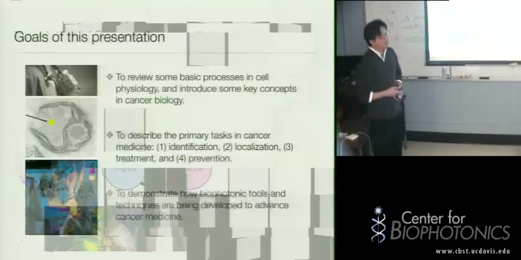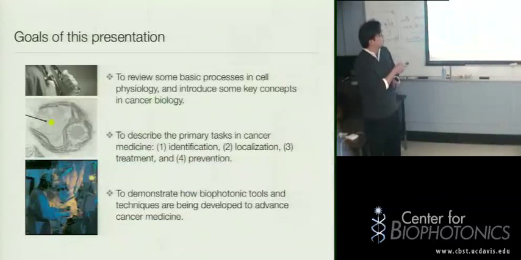So the goals of this presentation, got 3 of them, basically to review some basic processes in cell biology and introduce some key concepts in cancer biology. All right. Also to describe the primary tasks in cancer medicine. These are, number 1, identification. Number 2 is localization. Number 3 is treatment. And then 4, kind of our ultimate goal is prevention of disease. All right. And then finally is to demonstrate how biophotonic tools and techniques are actually being developed to advance cancer medicine at all these different levels.